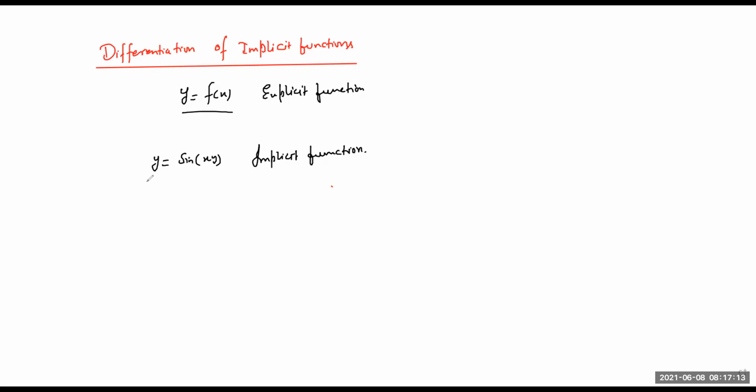Let's say I am interested in finding dy by dx, given that y equals sine of xy. So let's say I want to calculate dy by dx, and this is given to you. So how do we start? There are two methods. First I will discuss the chain rule method.